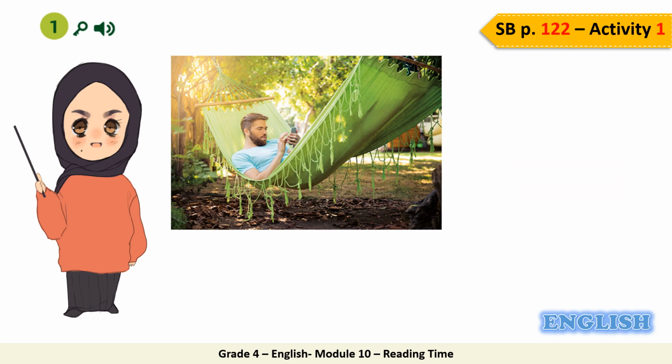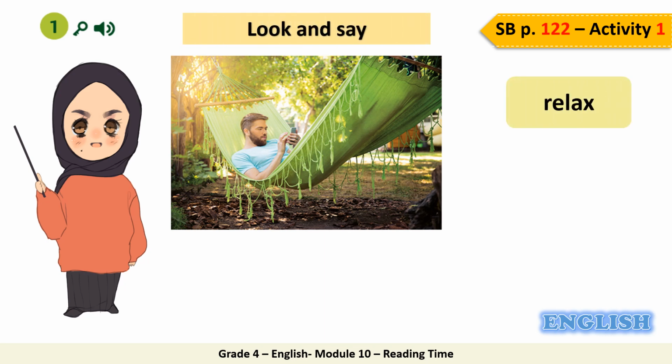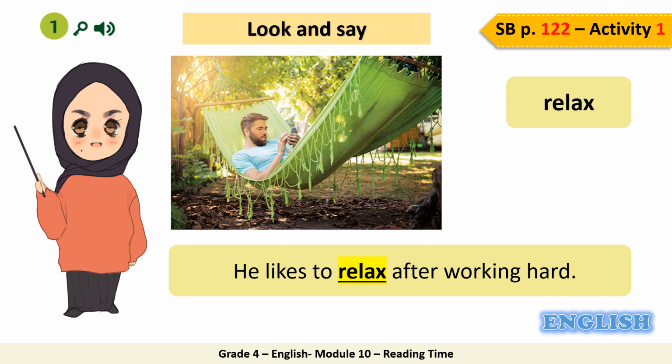Look at the man here. Is he working? No, he is having a break. He is trying to relax. Relax. Let's put the word relax in a sentence. He likes to relax after working hard. And the word relax in this sentence is referring to an action. So it's a verb.